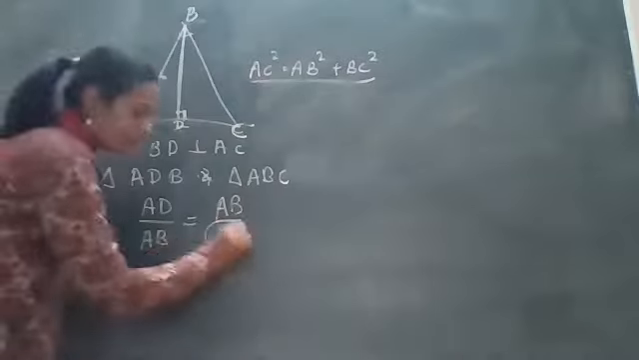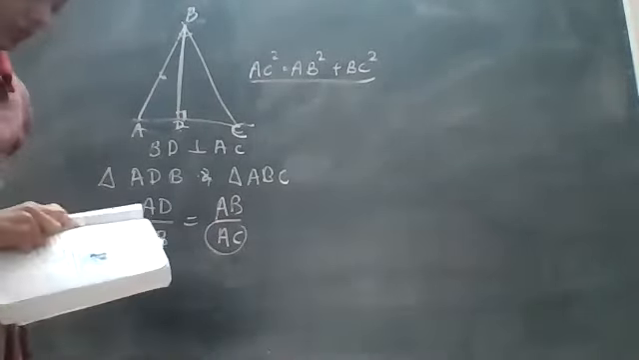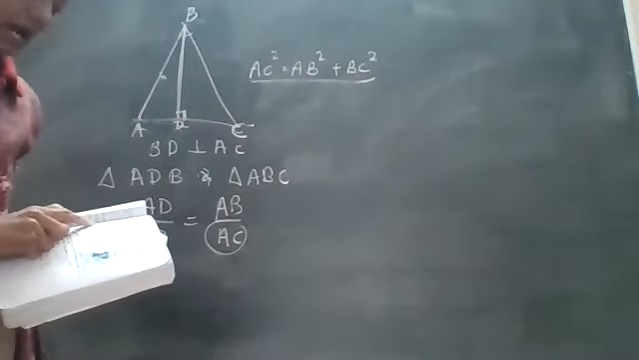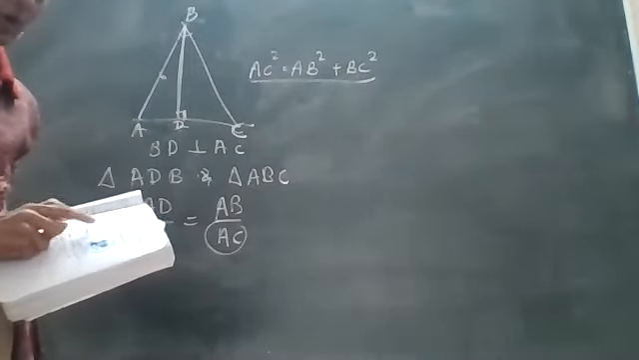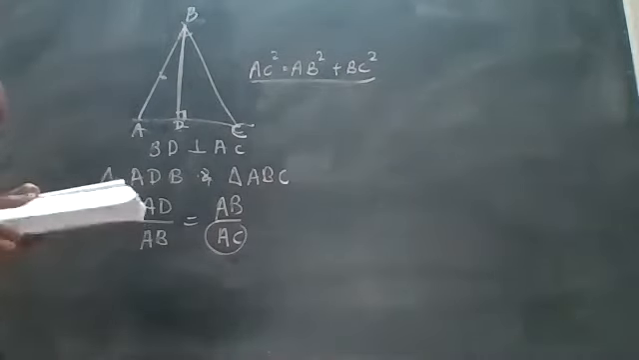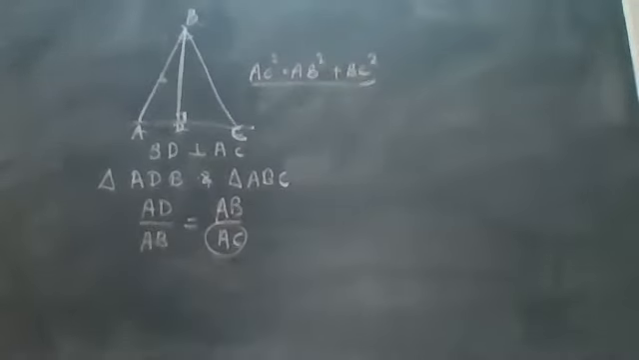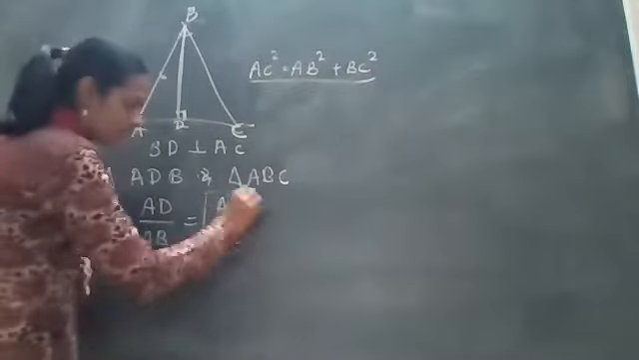So here we have said that it is perpendicular to the hypotenuse. If a perpendicular is drawn from the right angle to the hypotenuse, then the triangles on both sides of the perpendicular are similar to the whole triangle and to each other. So we can write AB upon AC directly. This we are going to use.